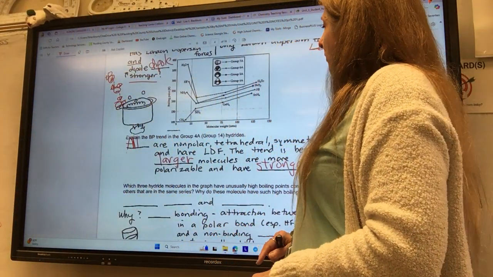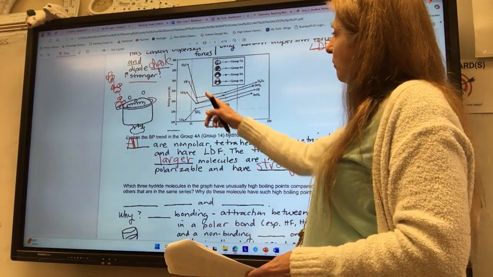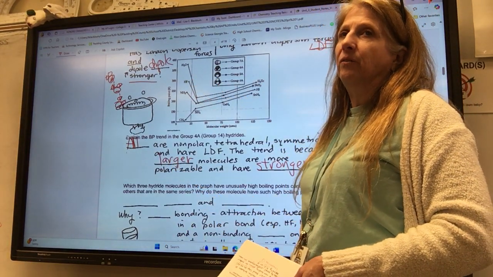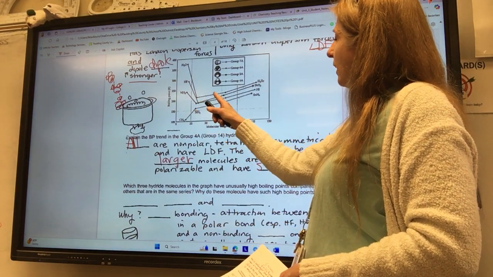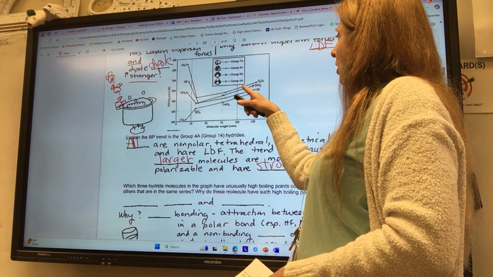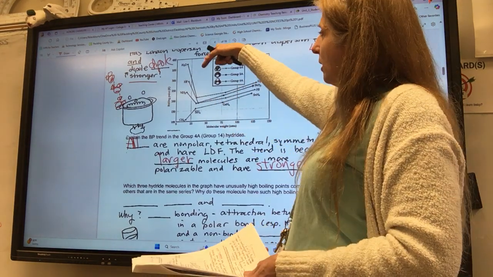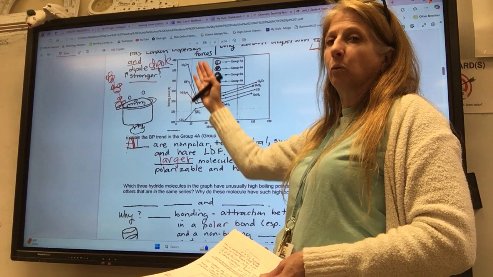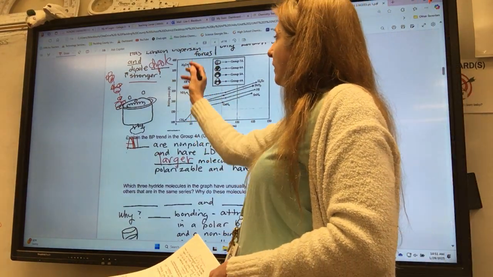All right. So now we saw it got bigger and it was stronger. Now, notice over here, we got three weird things that are not following this trend. They're doing it here. As it's getting bigger, it's higher and higher boiling point. But over here, we got this weird little whoop. Everybody see the weird whoop, whoop, whoop, whoop? Okay. Why is it doing that?